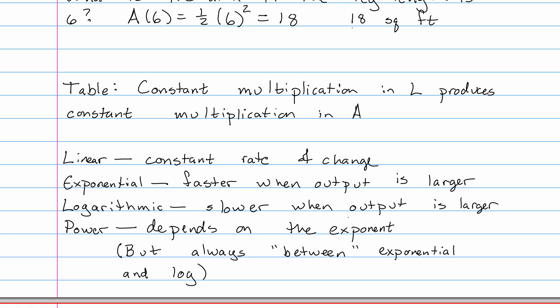So those are our four models. Linear, we had addition and addition. Exponentials, we had addition and multiplication. Logarithms, we had multiplication and addition. Powers, we had multiplication and multiplication. Those are the four models that show up in nature.